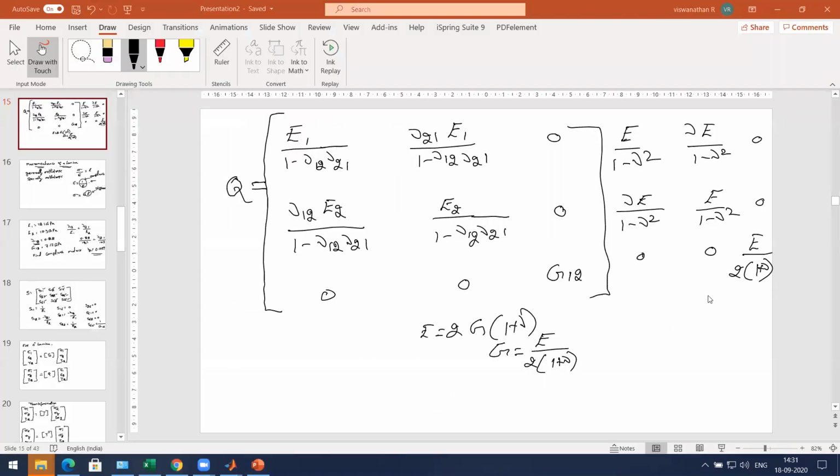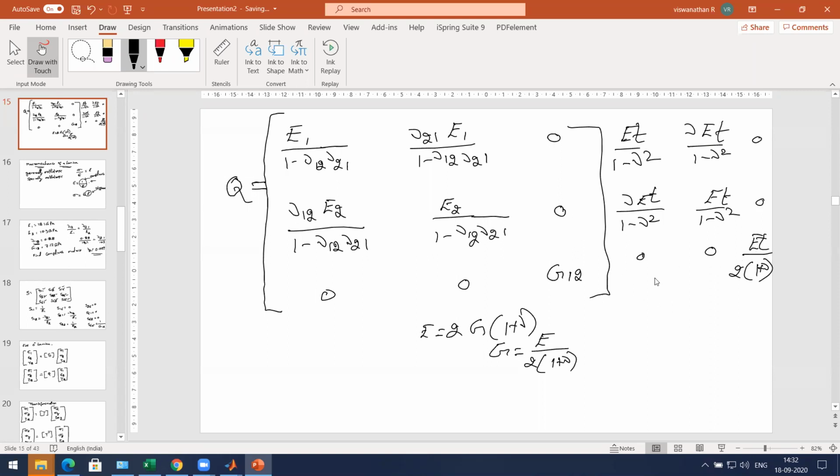So here I have written the Q matrix for isotropic material. Now I just have to multiply the thickness. So thickness t, t and t. So this becomes the A matrix. Now what you see here is A11, A12, A16, A21, A22, A26, A61, A62 and A66.